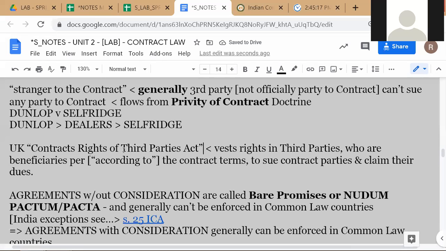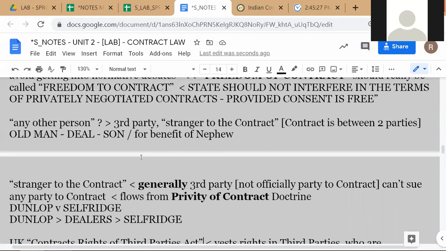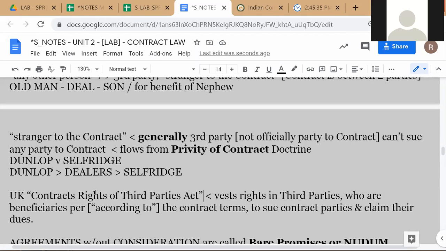What it does basically is that it gives rights to third parties who are beneficiaries under the contract terms, so they can sue. This nephew case is an actual case. It was a very old case. At that time, this act was not in force. It had not been passed. It is cases like this that kept on happening, and then the parliament felt that this is very unfair, so they came out with this law.